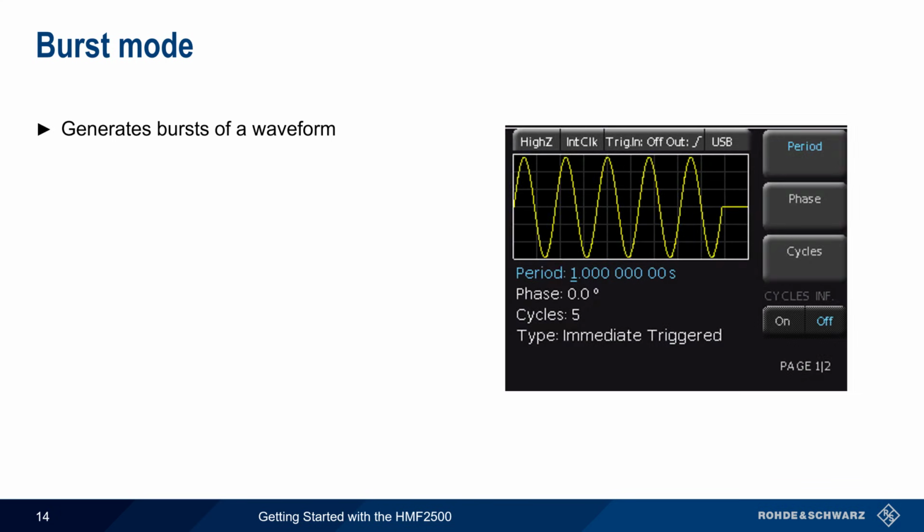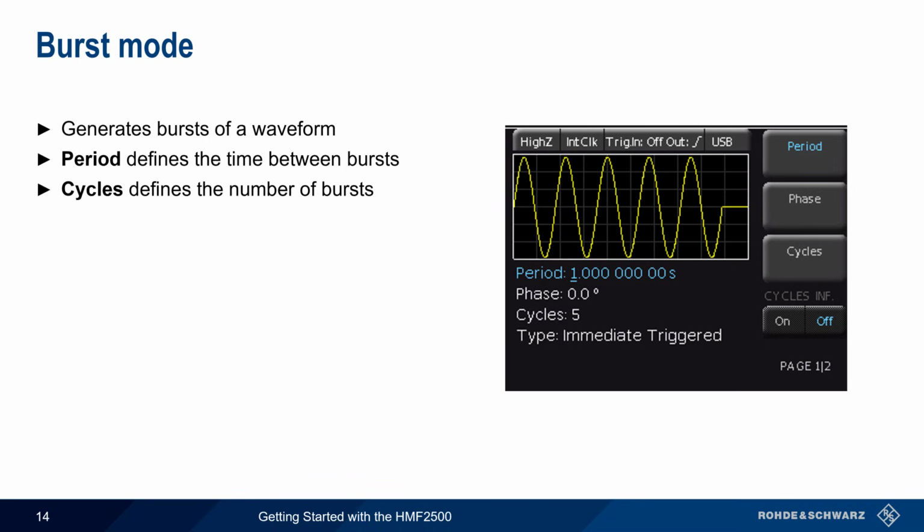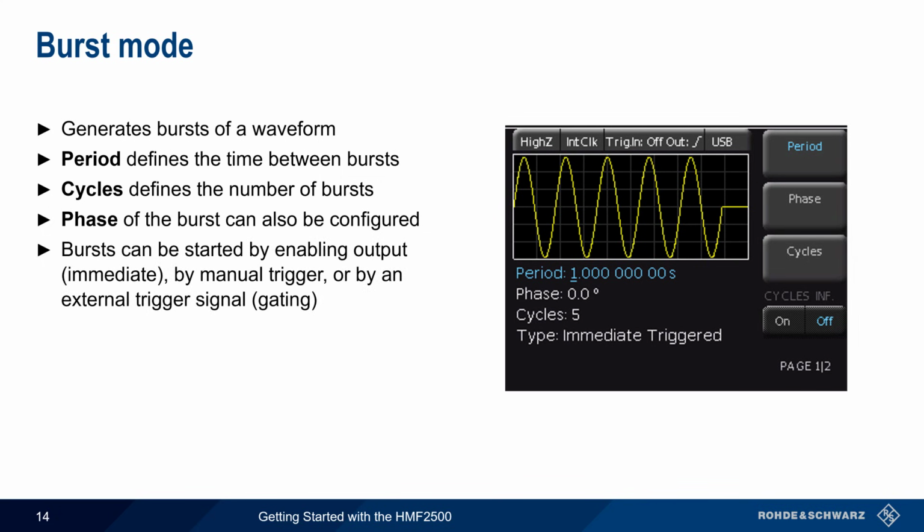The next special mode is burst mode, which generates short periods or bursts of a waveform. These bursts are primarily defined using two parameters: period, or the time between the bursts, and cycles, or the number of cycles within the burst. We'll look at an example of these parameters on the next slide. Optionally, the phase of the burst can also be configured. The bursts can be sent continuously and immediately, which is the default behavior, or they can be initiated via a manual or external trigger.